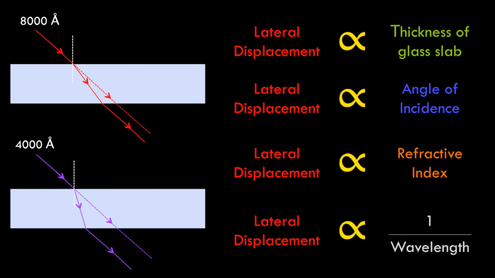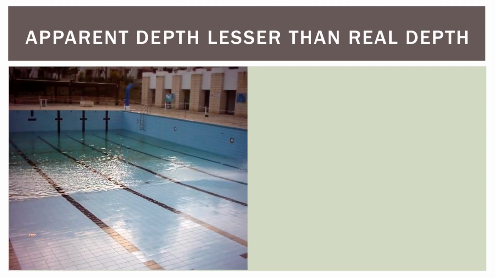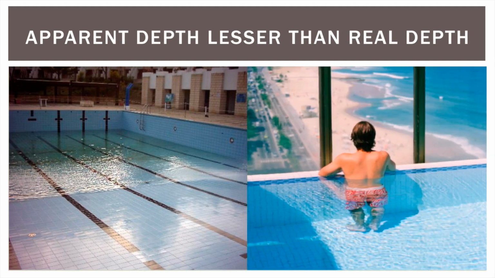That was lateral displacement. Let us now look at the next effect of refraction. The phenomenon of refraction also causes the apparent depth of water bodies to be lesser than their real depth. For example, a swimming pool filled with water appears to be shallower, and the body of a person standing inside the swimming pool appears to be shorter.